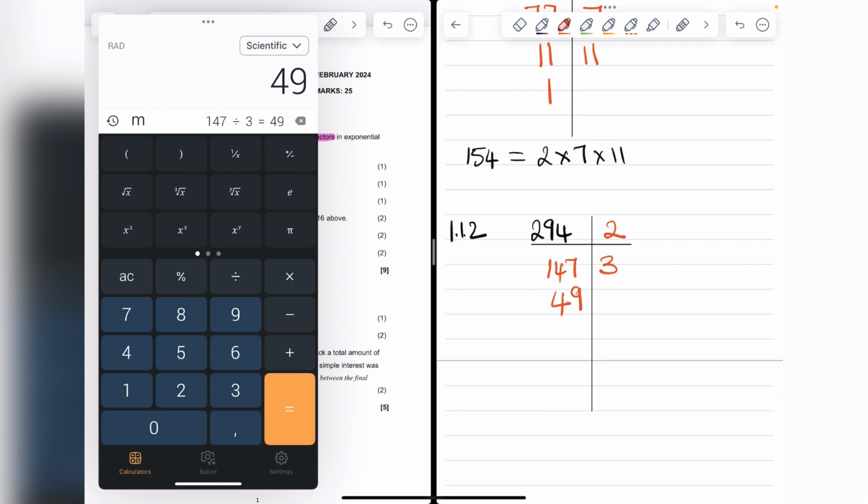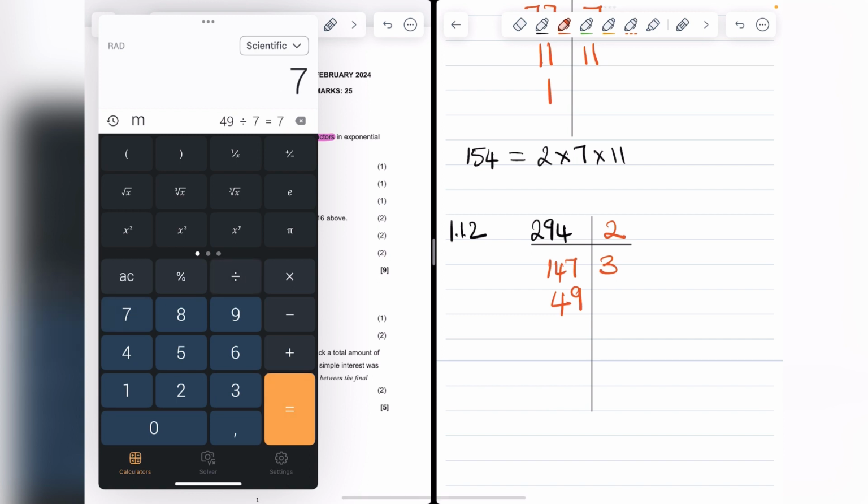The reason I didn't try 2 with 147 is because 147 is not an even number. So 2 will not be able to divide into 147, in other words, 147 is not divisible by 2. Then for 49, the smallest prime number that can divide into 49 would be 7. Just to show you, it will not be 3, because the answer there is a decimal number, which is not what you want. 49 divided by 5 will also not work. So the next one is 7.